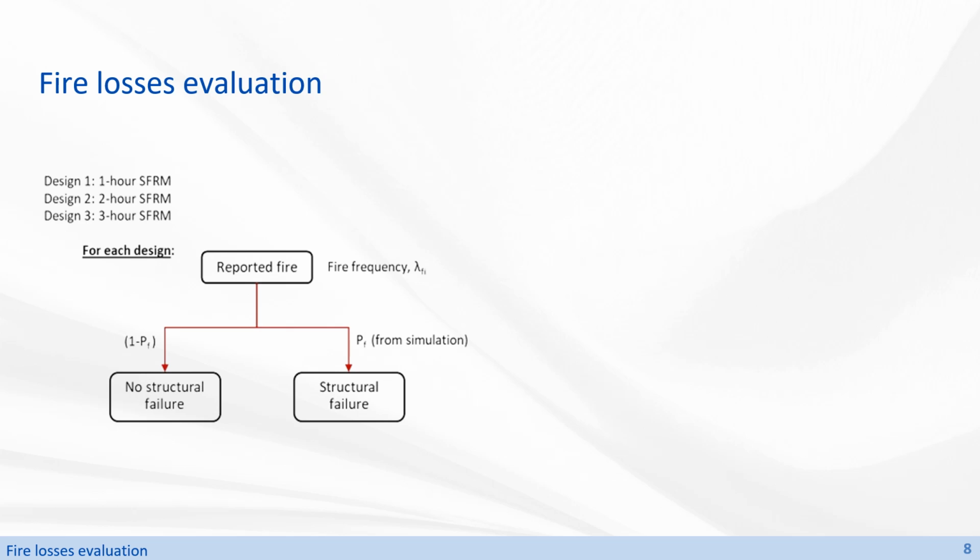The inventory is employed in this study to evaluate different scenarios of each design. For each design, the inventory defines two scenarios: no structural failure and structural failure. The probability of each scenario is derived from the predictive simulation results, and the outcomes of each scenario are evaluated based on the statistical data and assumptions in the table, which is shown in the previous slide.